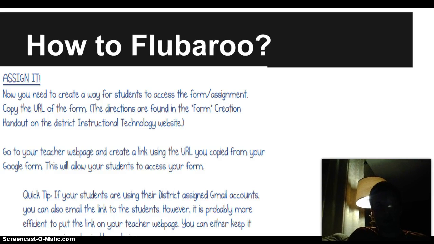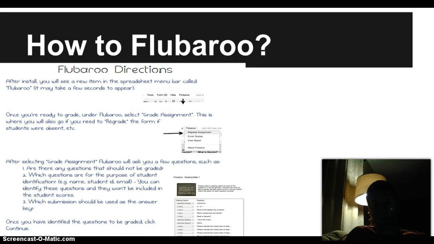Once you create the Google form, you can copy a URL address and send it out to all the students, especially if they have Google accounts, and it will go right to them. Once the students take the test, they have a submit button at the bottom. They hit submit and the results come back to you, and you can then, from that main Google form that you shared with the students, select the grade assignment option, and this will appear once you go to the Flubaroo page and add it for free.